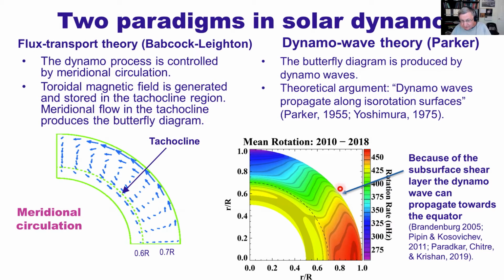And in fact, we did this modeling with Valery Pipin, and indeed, if you allow toroidal magnetic field to penetrate close to the surface, then the superficial layer actually turns the direction of the dynamo waves. So that also was confirmed by other people.